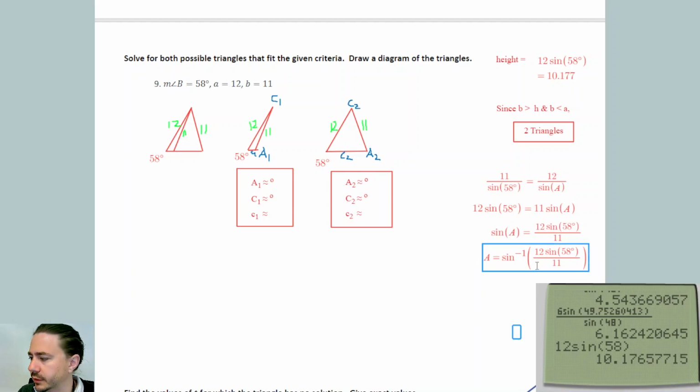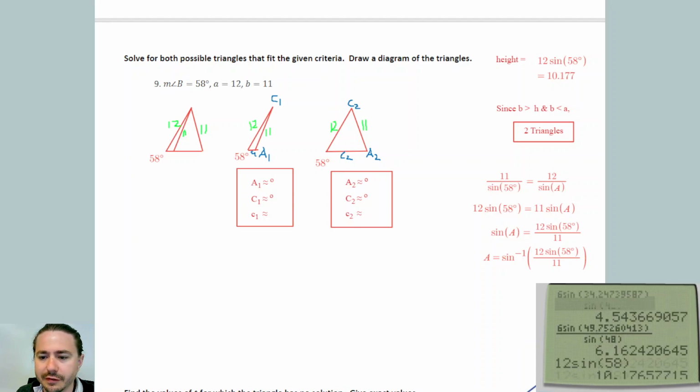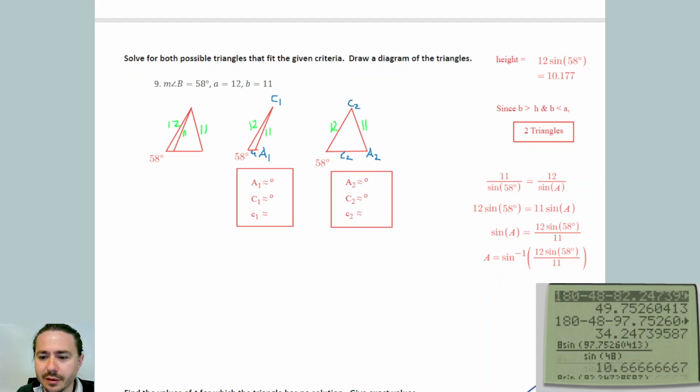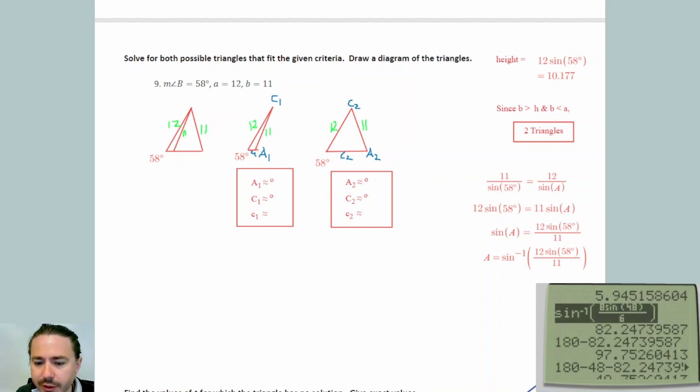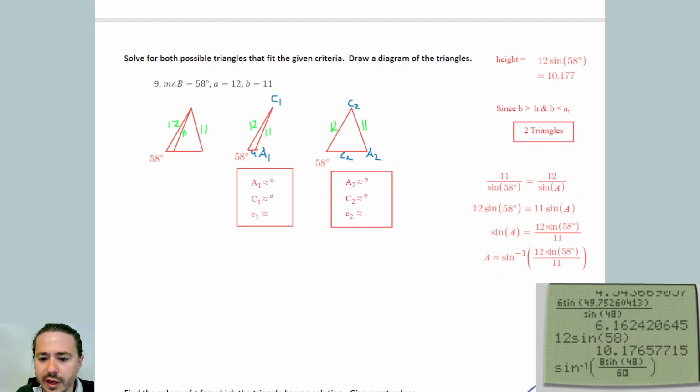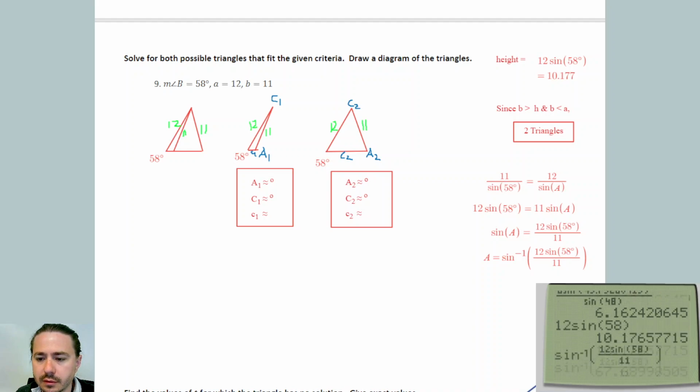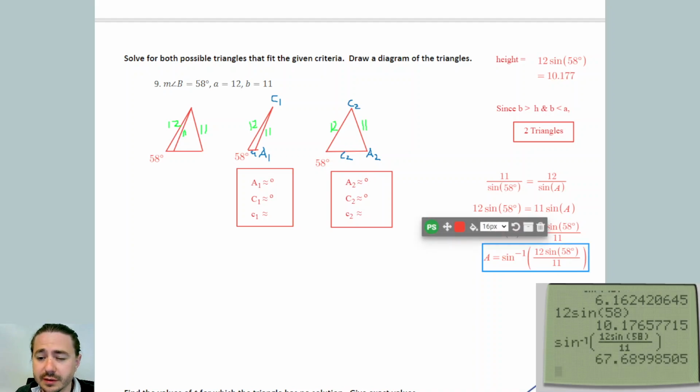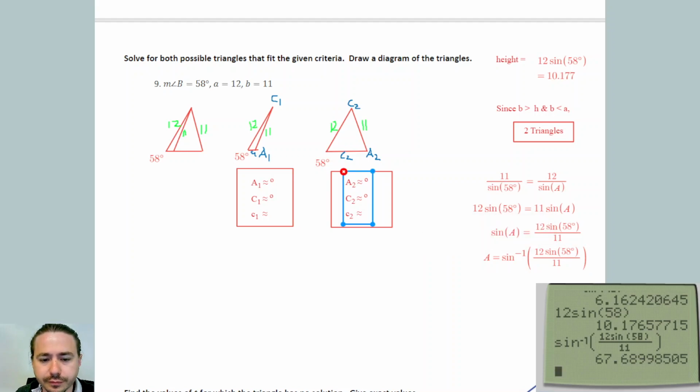Okay, so let's go straight back to the calculator. See if I can find one of these inverse sines to duplicate. Inverse sine, there we go. So what we have here is 12 times the sine of 58 over 11. All right, so we get approximately 68 degrees. So that's going to be A2.